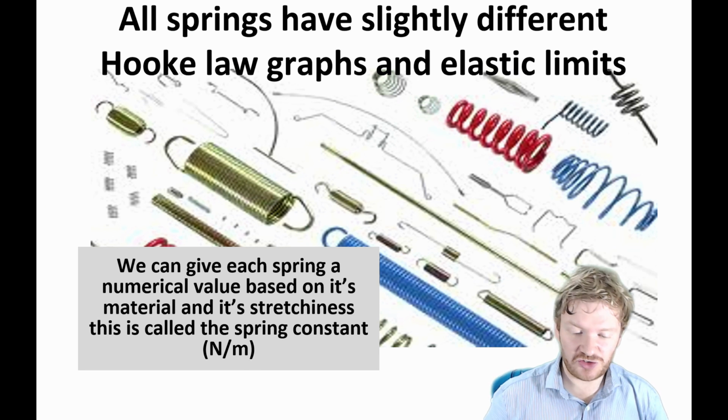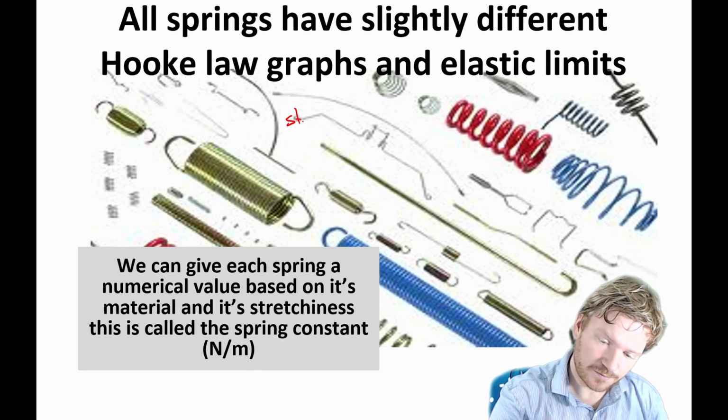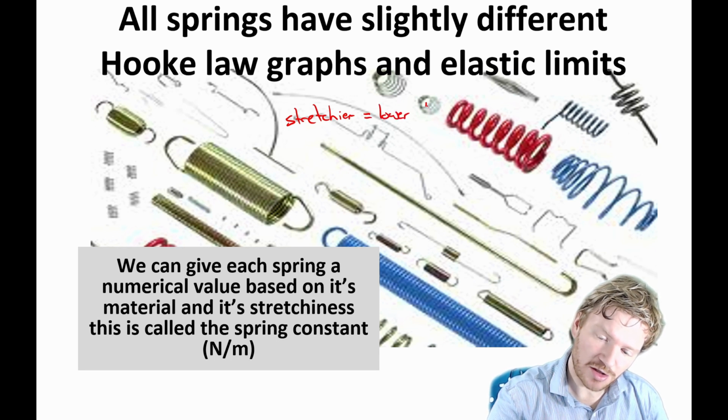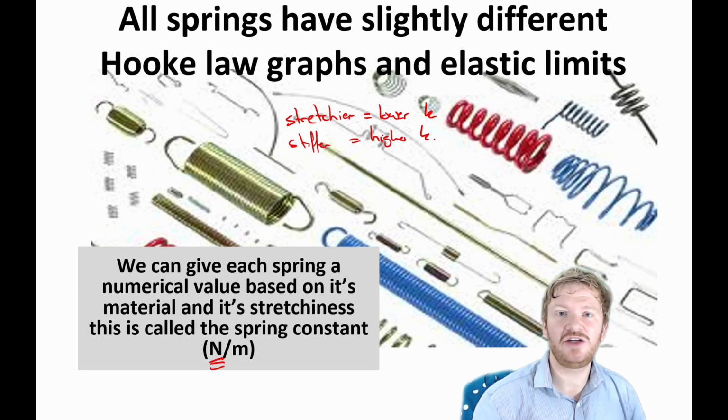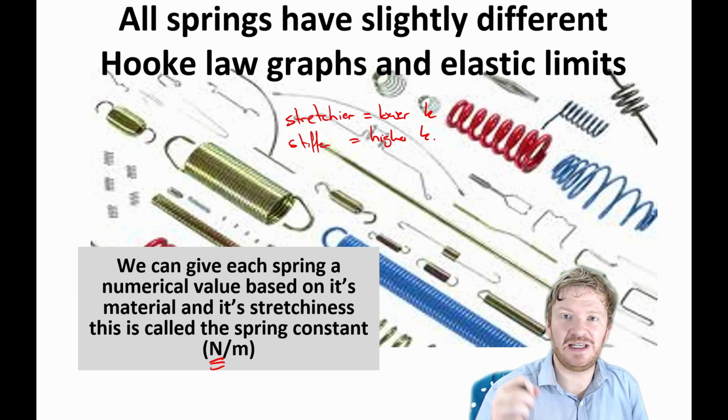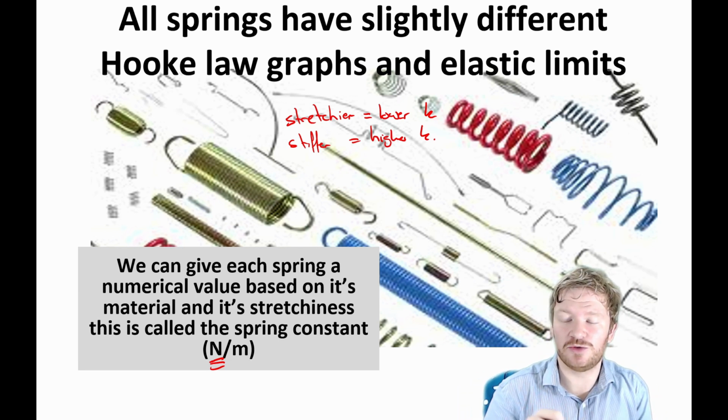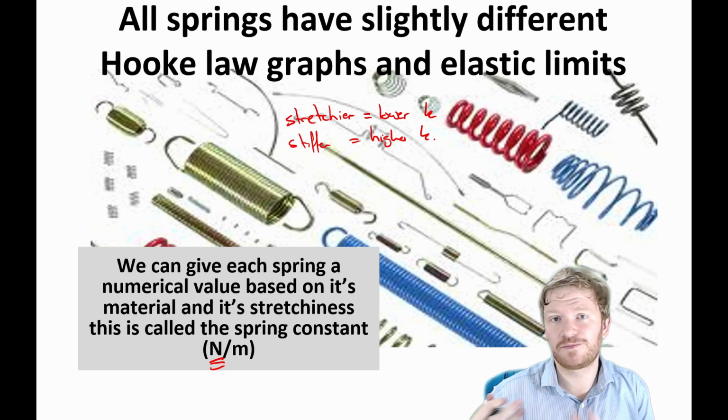So the stretchier the spring, or the easier to stretch, that has a lower K. The stiffer the spring, a higher K. And if you think about it, that makes sense, because what this is saying is how many newtons do I need to make it stretch by a meter? So if I need lots of newtons, that means I've got to put in loads of force to stretch it. If I don't need many newtons, I don't need much.